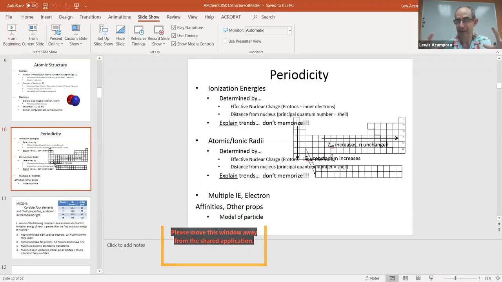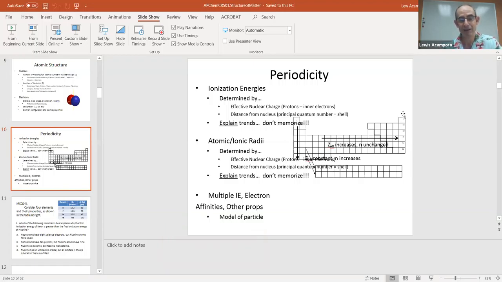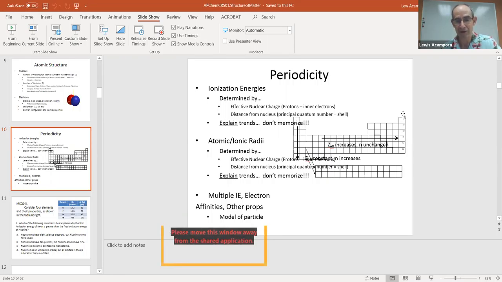And as you complete a shell, and then we get to the right-hand side of the periodic table, most of you remember that those are the noble gases, the ones that don't really react so much. Then a new electron starts a new shell, and we start the trend all over again.